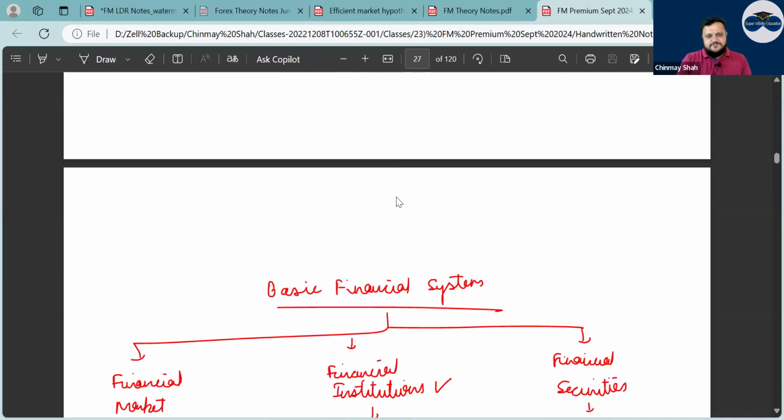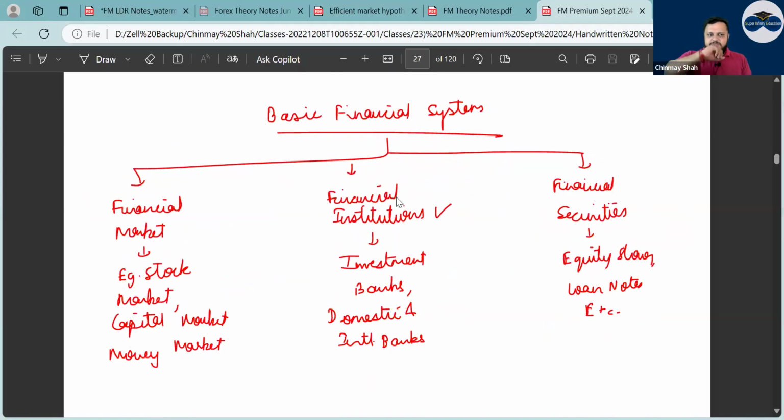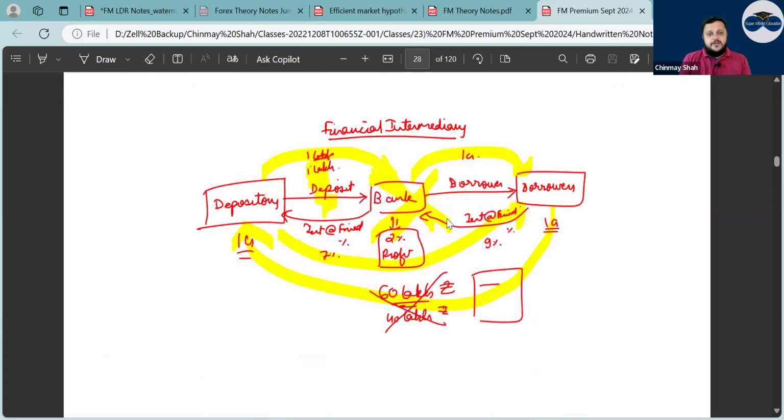Have a look. Basic financial system has three participants: market, institution, and security. Financial market is your stock market, capital market, money market, and all those things. Financial institutions are investment banks or domestic and international banks. Financial securities are equity shares, whatever through which you trade, correct?